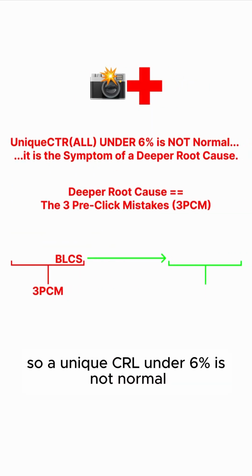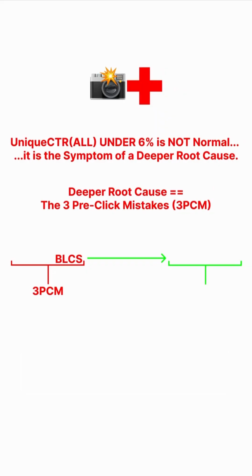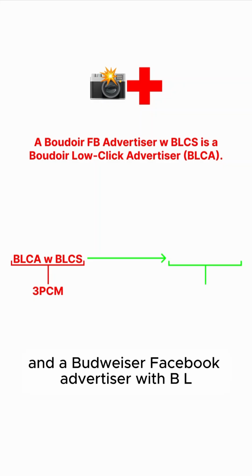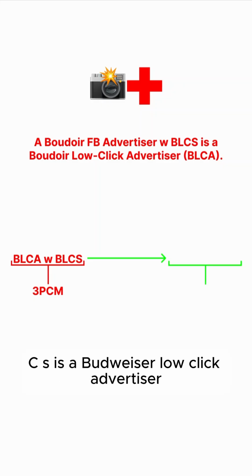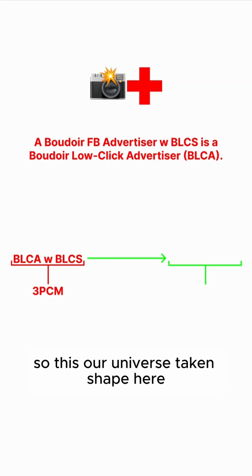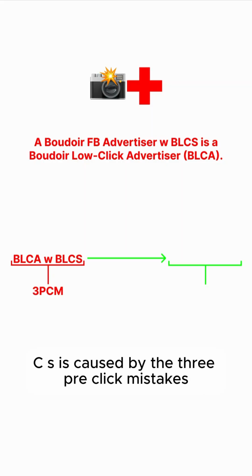A unique CTR under 6% is not normal, it's a symptom of a deeper root cause. That deeper root cause is the 3 pre-click mistakes, the 3 PCM. This leads to BLCS, aka Boudoir low click syndrome. And a Boudoir Facebook advertiser with BLCS is a Boudoir low click advertiser, aka a BLCA. So this is our universe taking shape here: a BLCA with BLCS is caused by the 3 pre-click mistakes.